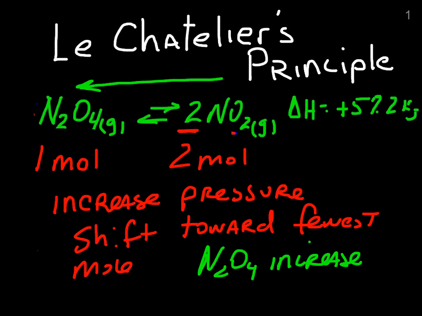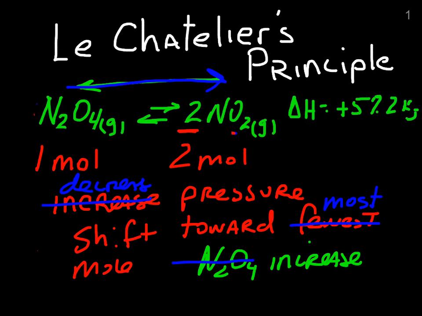And again, with equilibriums, if I do the opposite, if I decrease pressure, I'm going to now shift to the other side. Decreasing pressure is going to shift towards the side with the most moles, which means it's not going to be N2O4, but it's going to be NO2 that's going to increase. All right? Try that.